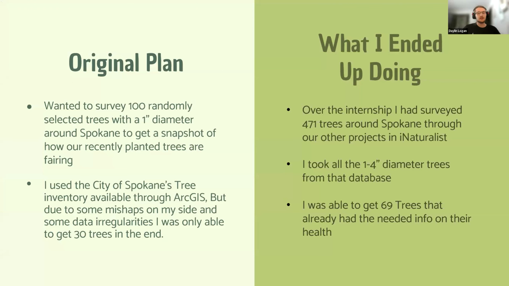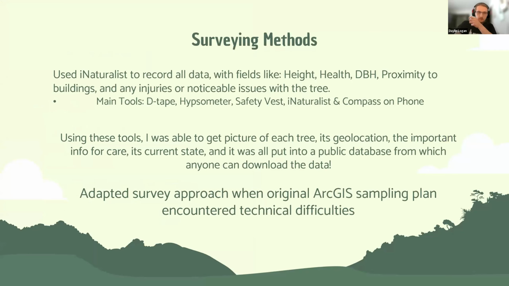So I looked back, tried to figure out what I could do, and I realized that over the internship, I had surveyed about 471 trees around Spokane, and all of these trees were put into iNaturalist. So I downloaded our data set from that, and I took all of our 1 to 4-inch diameter trees, of which I was able to get about 69 trees that already had all the info I needed for the health, for the height, for the diameter, which was really nice.